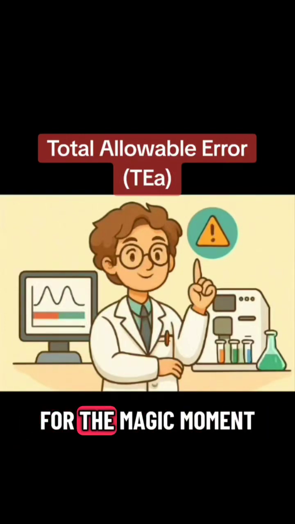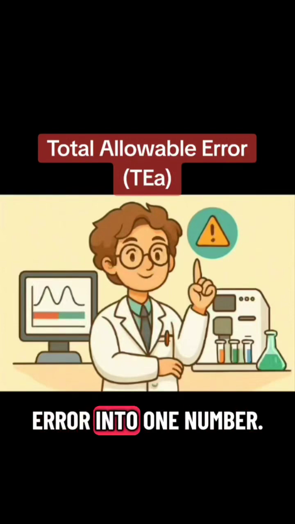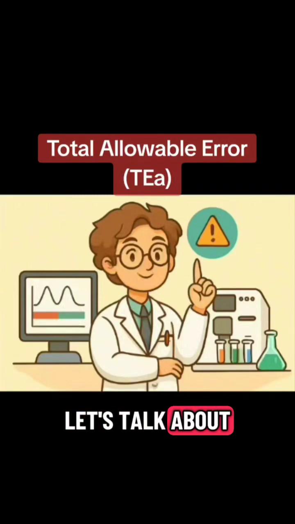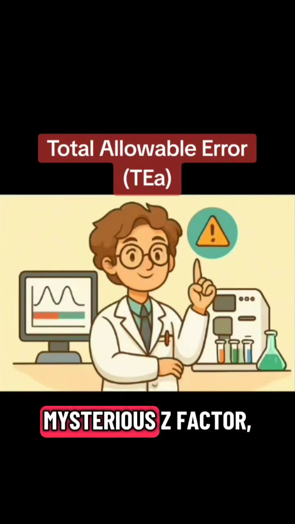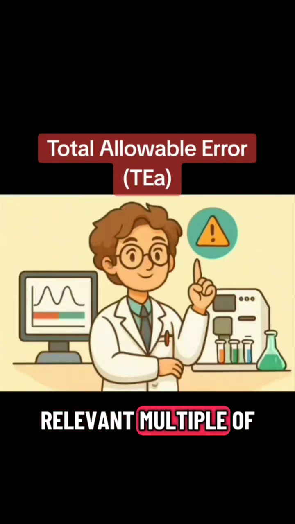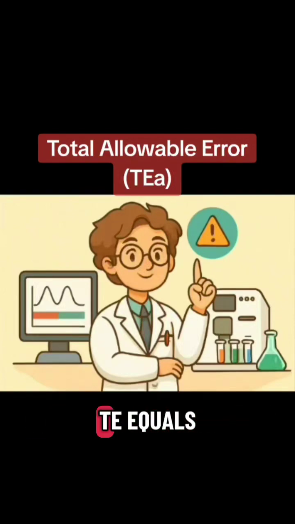Great. So now for the magic moment where we combine systematic and random error into one number. Step 3, calculate the total error, or TE. Let's talk about the formula, and specifically this mysterious Z factor. Right. So the formula is designed to combine the bias with a statistically relevant multiple of the standard deviation. The calculation is TE equals bias plus Z times SD. Total error equals bias plus Z times SD. So what is that Z? Why isn't it just bias plus SD?